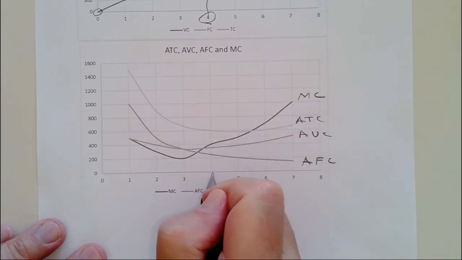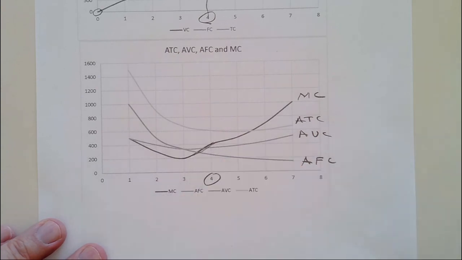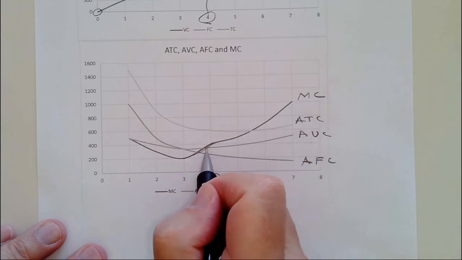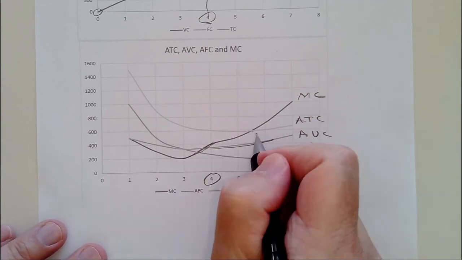Again, from 3 to 4, we have our diminishing returns, and that's when marginal cost starts to go up. As it goes up, it crosses through the average variable and starts driving up the average variable. Finally it catches up to the average total and starts driving up the average total.